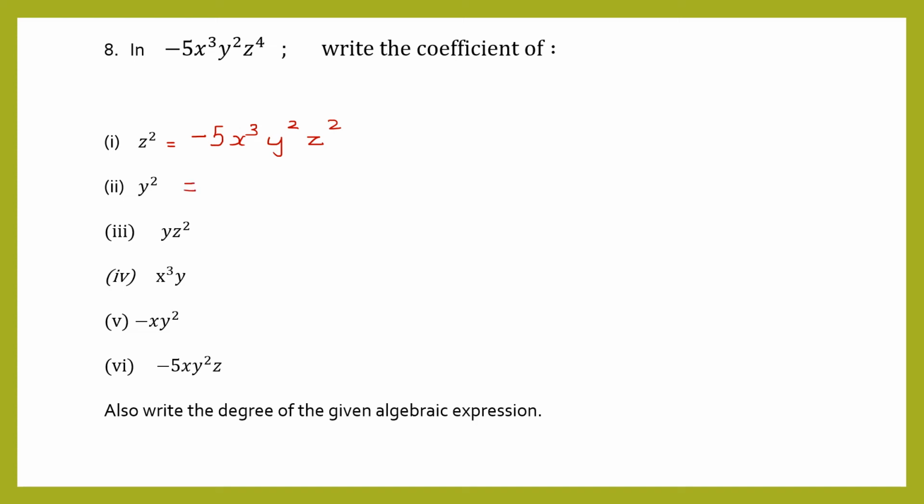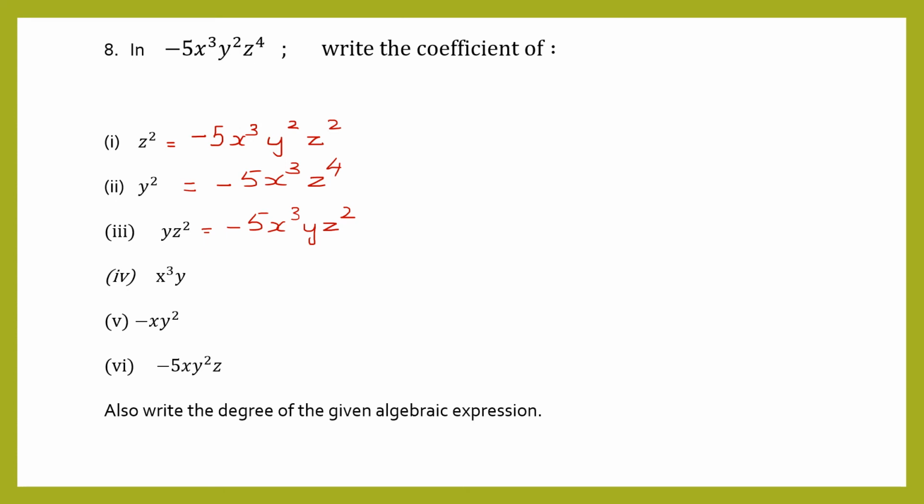Write the coefficient of y square. So leave out y square and write the rest: minus 5x cubed z to the 4. Okay, now we'll go on to the next one. That is yz square. So I'm going to take off 1y and I'm going to take off 2z. So let's write the remaining: minus 5x to the power of 3 y. There's only 1, I need not write y to the power of 1. And z, I'm going to remove 2, so it becomes 2.